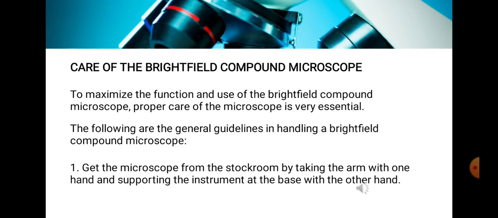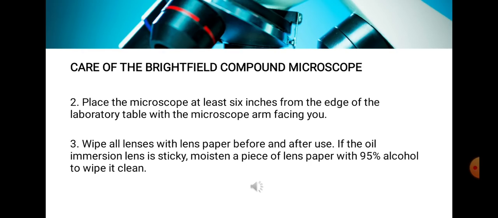In order to maximize the function and use of the Brightfield compound microscope, proper care of the microscope is very essential. The following are the general guidelines in handling a Brightfield compound microscope. Get the microscope from the stockroom by taking the arm with one hand and supporting the instrument at the base with the other hand. Next is to place the microscope at least 6 inches from the edge of the laboratory table with the microscope arm facing it in order to avoid it falling out.